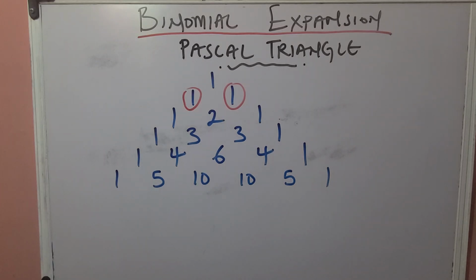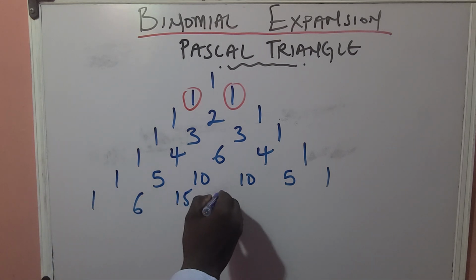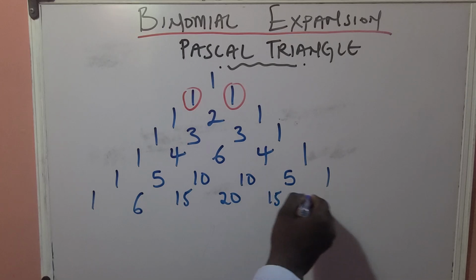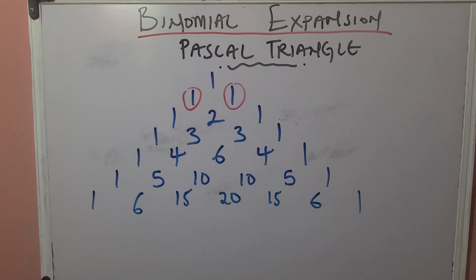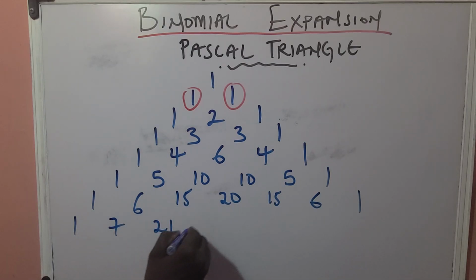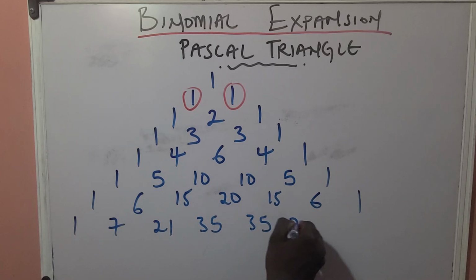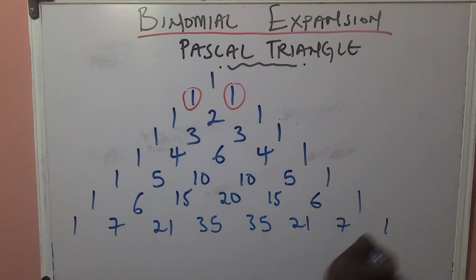You can pause this video and keep on making your own and make a continuation of this. This is 1, this will be 6, this will be 15, this will be 20, this will be 15, this will be 6, this will be 1. You have 1, 7, 21, 35, 35, 21, 7, 1.